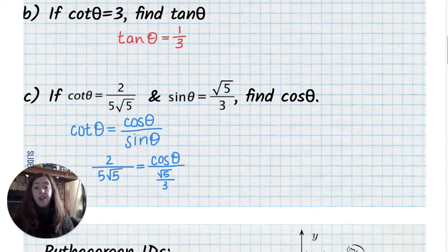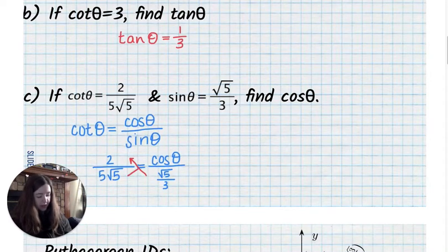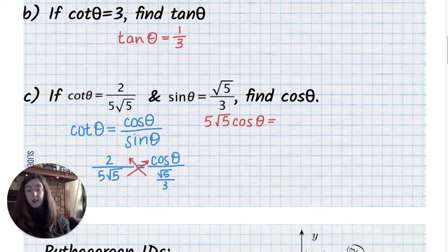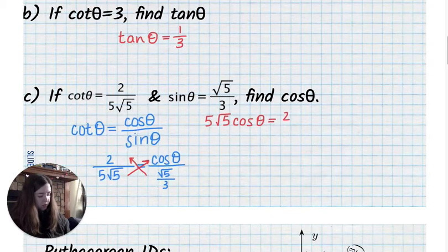Now, with that square root 5 over 3, if you want to flip and multiply with that cosine on top, that's totally fine. But I noticed when we were having conversations in our last unit that if you were given something like this, it's more likely that you would go ahead and cross multiply right at this moment, which is totally fine. I'm good with that. So 5 square root 5 times cosine is 5 square root 5 cosine equals, and then 2 times square root 5 over 3 is 2 square root 5 over 3.